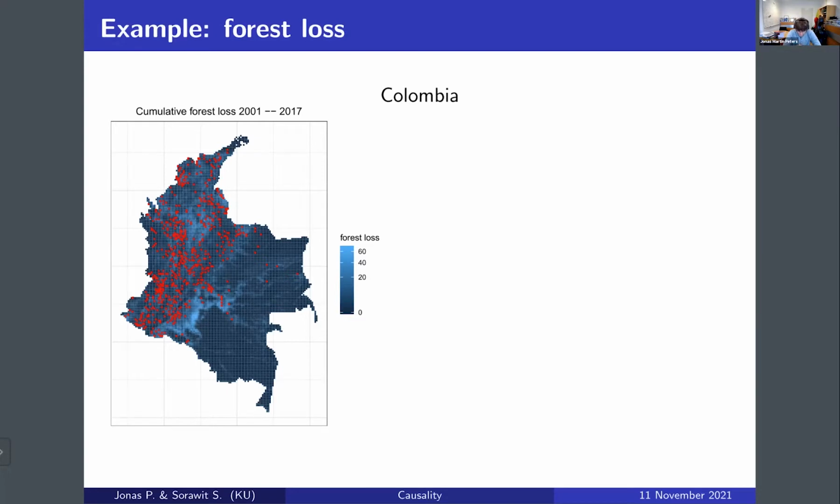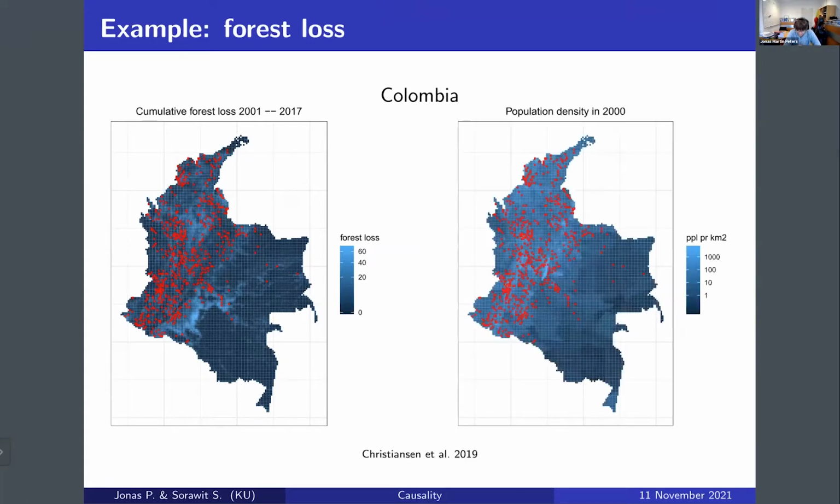So we see that there's a strong dependence, right? So the conflicts seem to be in the areas where there's also deforestation. But now if you're asking about causal influence, then we also have to somehow make sure that we can deal with confounders. So here, this is just to show you one confounder. This is the same conflict data, but now the blue shading is different. Namely, this is now population density.